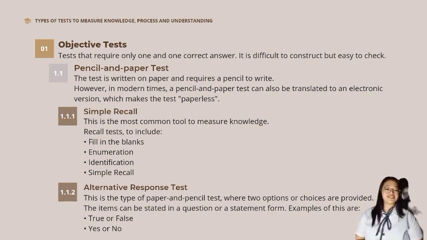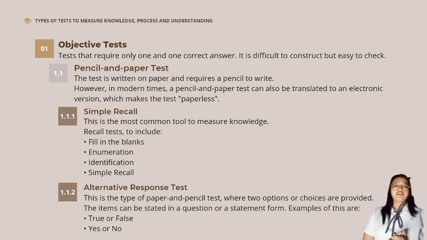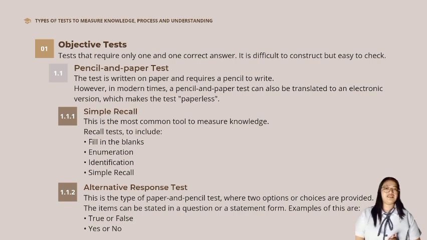The third is the alternative response test. This alternative response test is given two options or two choices. It can be a question or a statement. For example, true or false and yes or no.